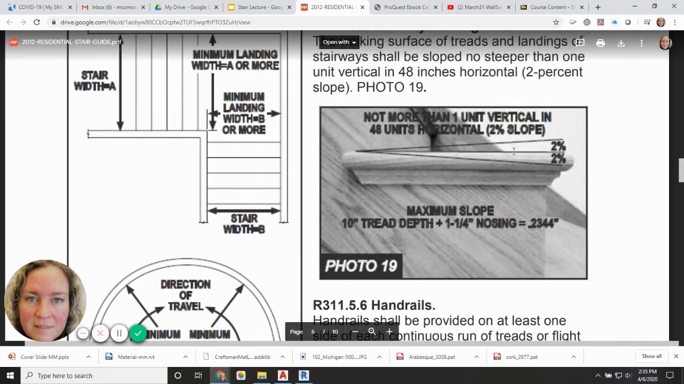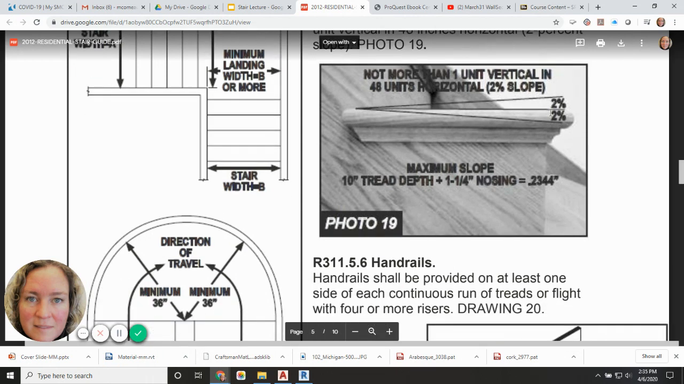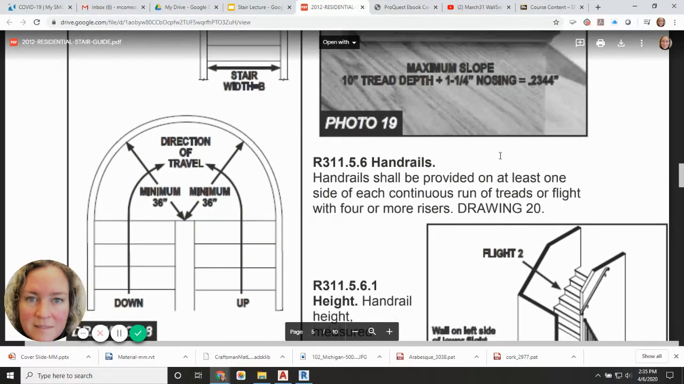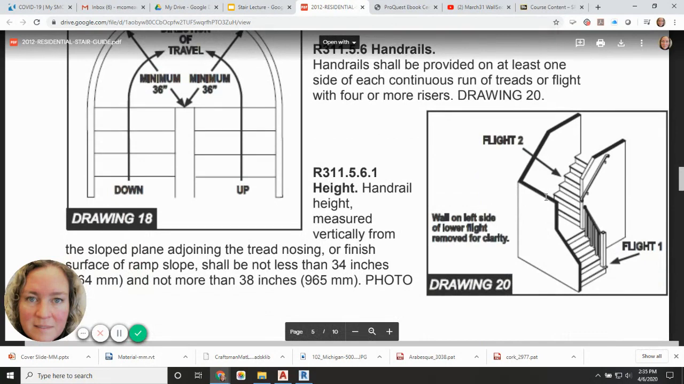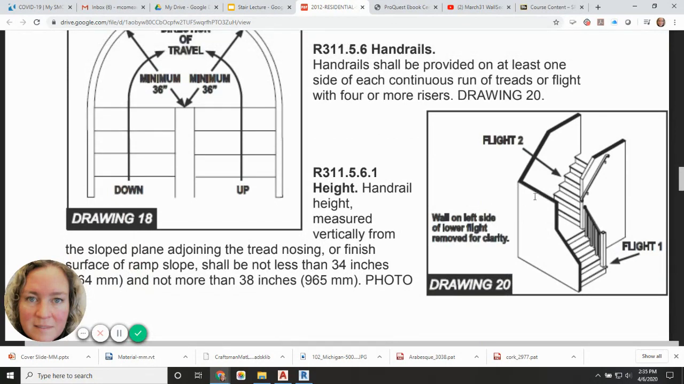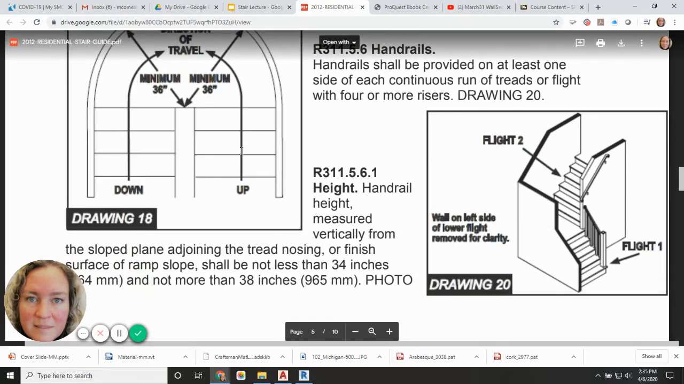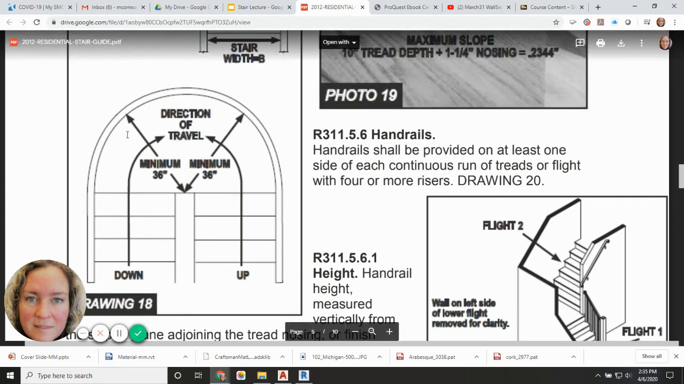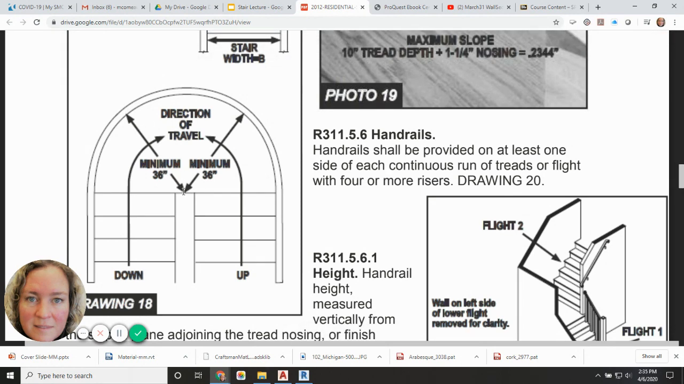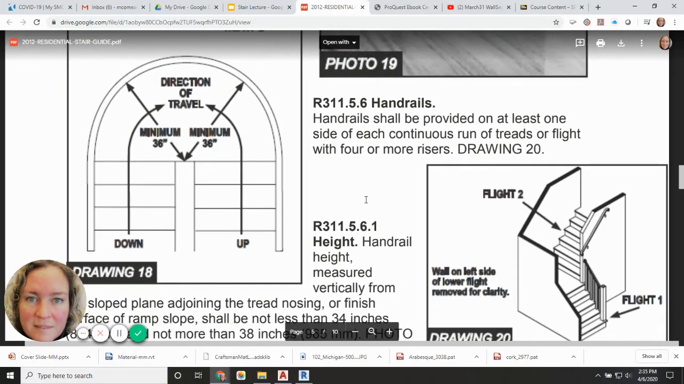And this is showing your pitch, that your tread can be a slope, I should say, no more or less than 2%. This is if you have something other than square landings, it's still the same. I still have to have 36 inches of clear open space from the midpoint of that landing to the radius of it.